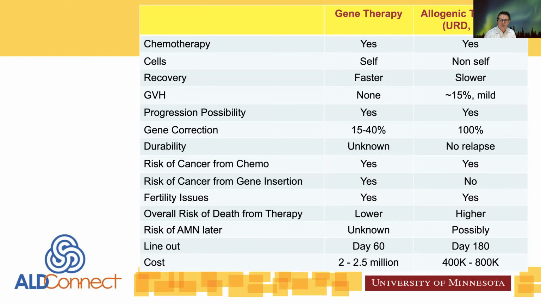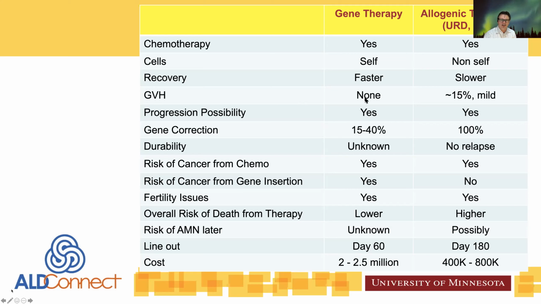So I often won't use what is the best medicine for my child. But hopefully a slide like this simply puts down on paper what some of the similarities are. And there are more similarities than there are differences. They both have chemotherapy. The cells involved are self cells for gene therapy, non-self for any other transplant. The recovery is a little faster with gene therapy because it's your own cells, and so that transplant always recovers faster. It's a little slower for any other type of transplant.